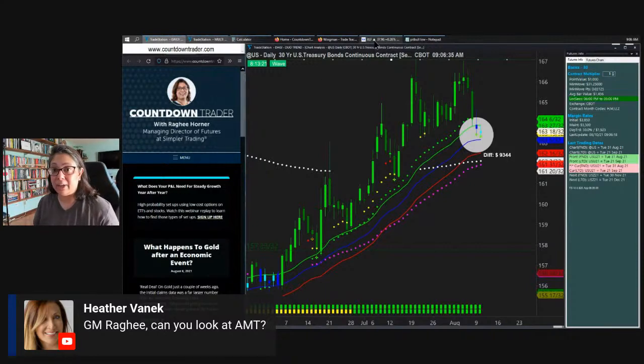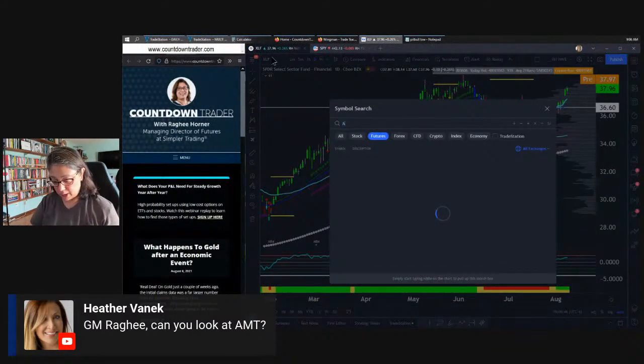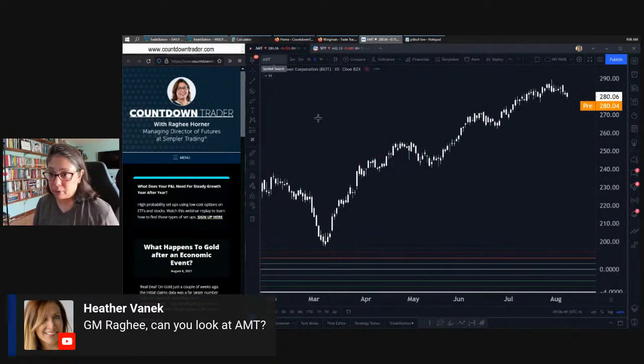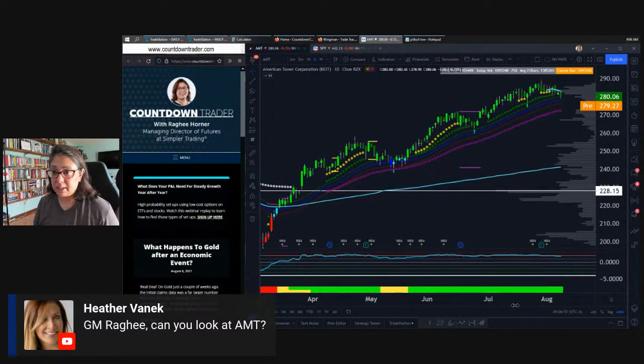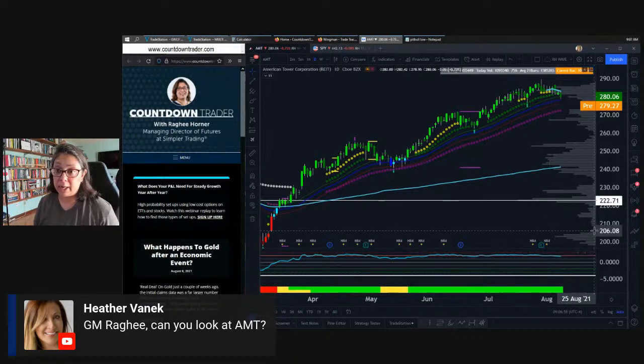All right, AMT. So we'll jump over to TradingView, which I love. This platform gets better and better every year. They're broker agnostic. It's just a charting platform, which is really nice. A lot of flexibility here, and a really great mobile app as well.